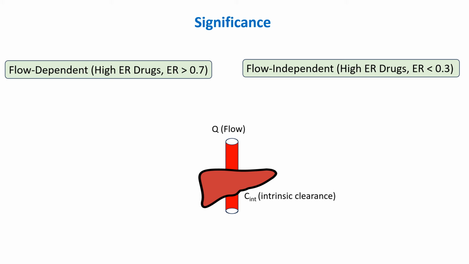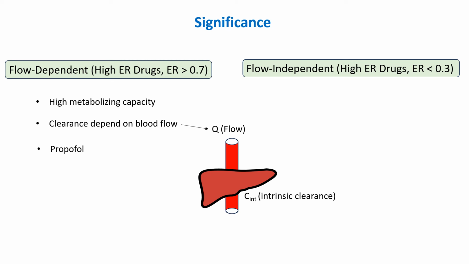For drugs with high extraction ratio, the liver can efficiently metabolize the drug as it passes through it. This means that clearance is primarily determined by hepatic blood flow, as the liver's metabolic enzymes can process the drug faster than it is delivered. If blood flow to the liver decreases, such as in heart failure, the reduced delivery of drug to the liver lowers the clearance. This can lead to drug accumulating in the bloodstream and increasing the risk of toxicity.